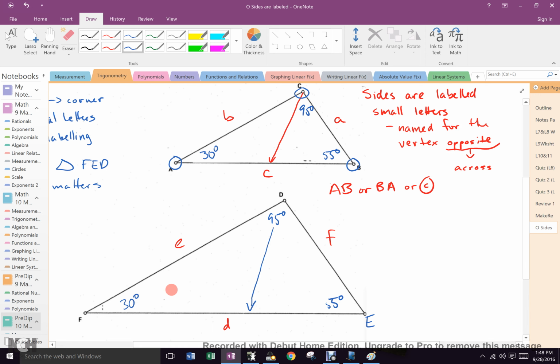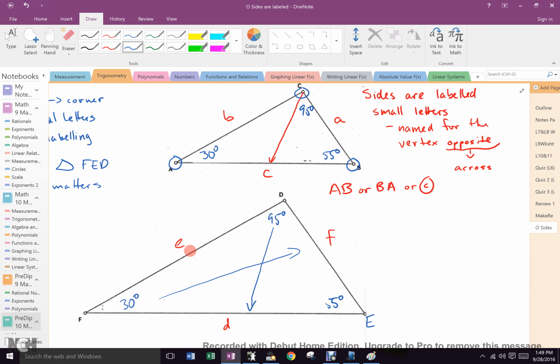Smallest angle, what's it across from? Smallest side. And the middle angle is across the middle side. Cool? Everybody got that? It's something that is very useful to you later on. It's not something in the 10th grade I would test you on, but it's something that will help you later on when you're doing work, having that knowledge.